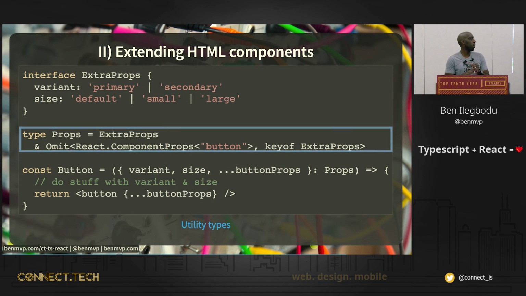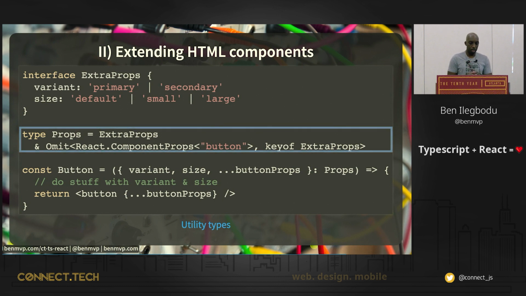So that is the React.component props of button. However, there's this weird thing in TypeScript where if you try to merge in properties from one object into properties of another object and there's a name collision, TypeScript just craps out. And I don't know why that is. I haven't figured out why that is. If somebody knows why that is, please tell me.